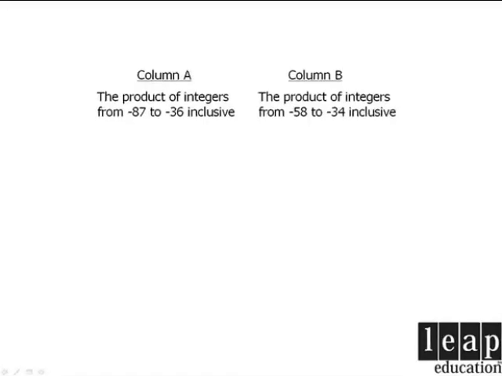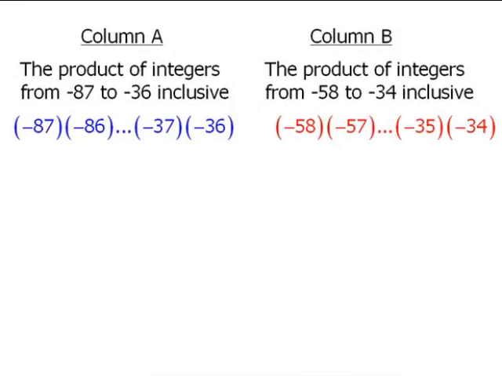All right, this question requires us to compare the following products. Now, to answer this question quickly, we need to know 2 important rules about the products of negative values. First, if we have an even number of negative values, then our product will be positive. And second, if we have an odd number of negative values, our product will be negative. So essentially, we need to know how many numbers we are multiplying in column A and column B.